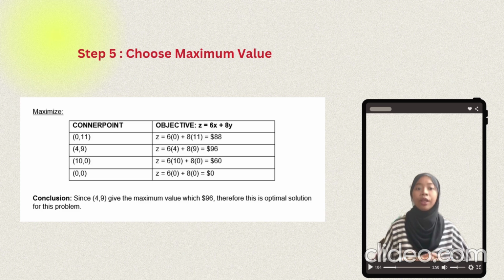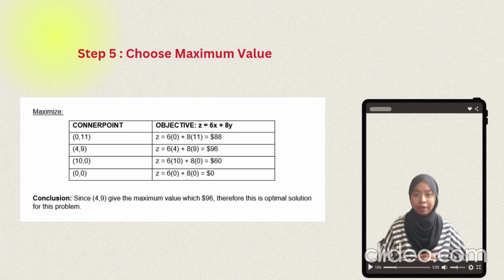In this problem, we are trying to find the maximum value of the objective function z equals 6x plus 8y by testing each corner point of this region. The corner points we check are (0, 11), (4, 9), (10, 0), and (0, 0). For each point, we plug the x and y values into the equation to calculate z.